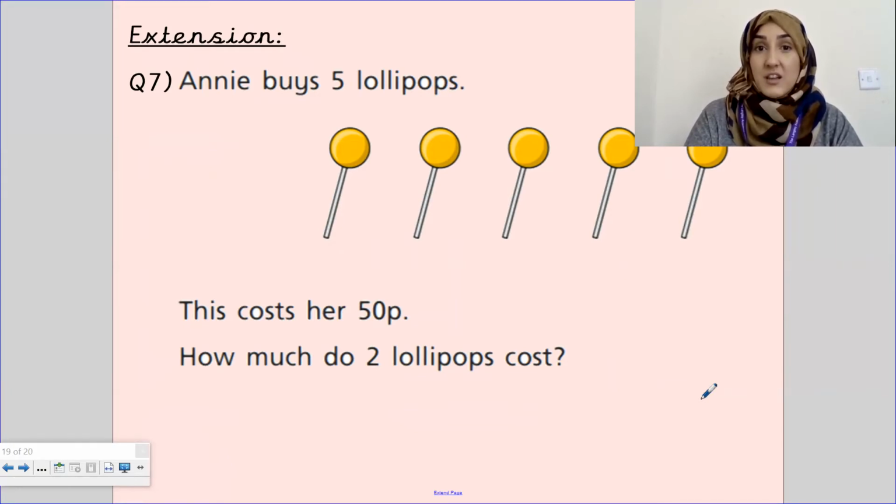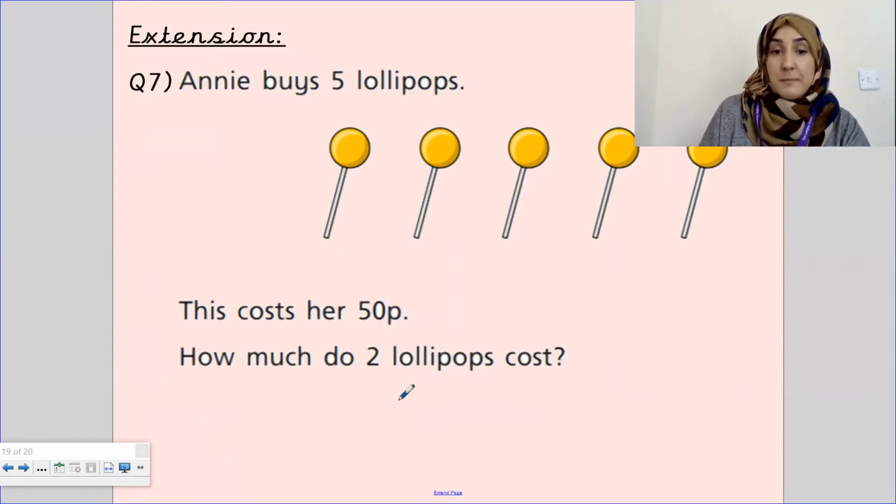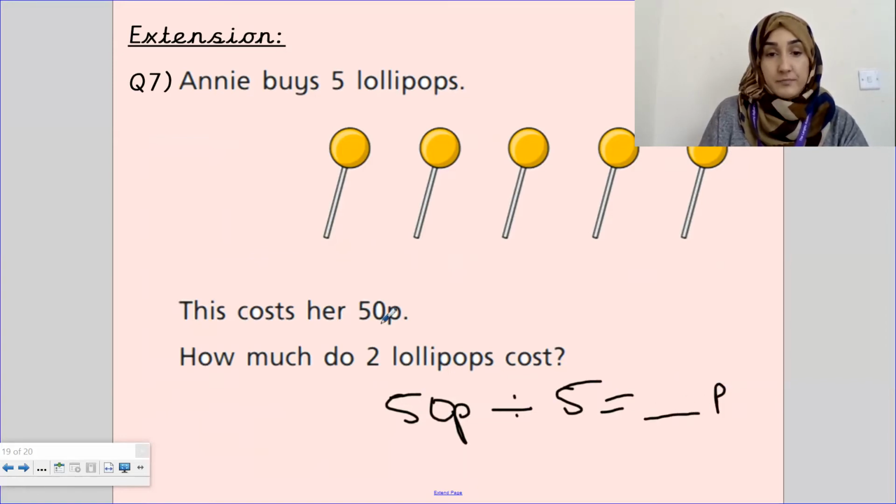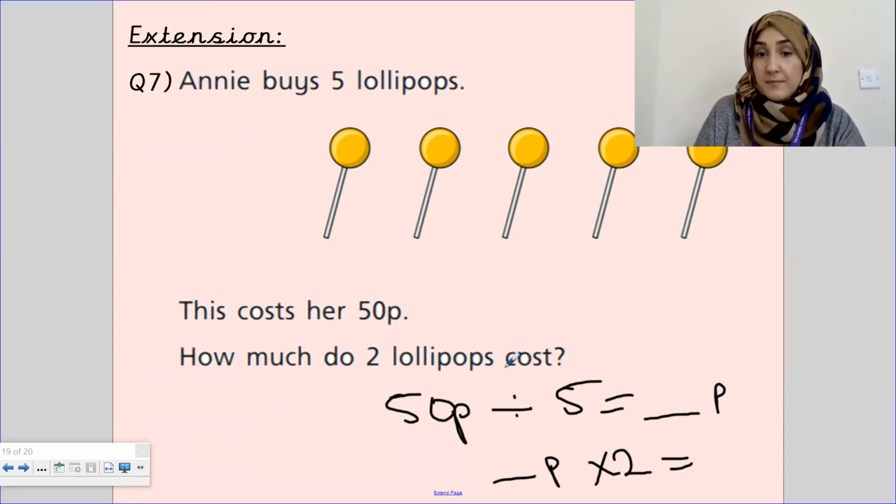So now there's a few things that you need to do for this question. So first, the total cost of these 5 lollipops is 50 pence. You need to do 50 pence divided by 5 lollipops equals, and remember the answer has to be in pence. Now, whatever that number is, you're going to times it by 2 because the question is asking you how much do 2 lollipops cost. And then you, of course, remember to put your pence sign.